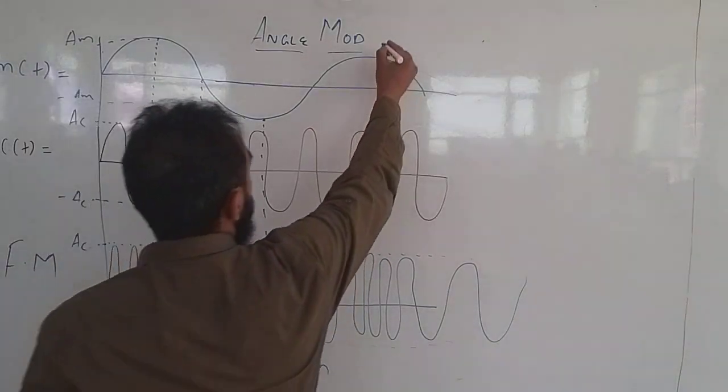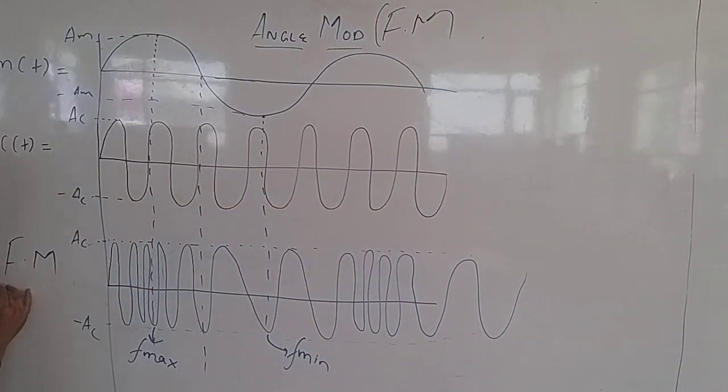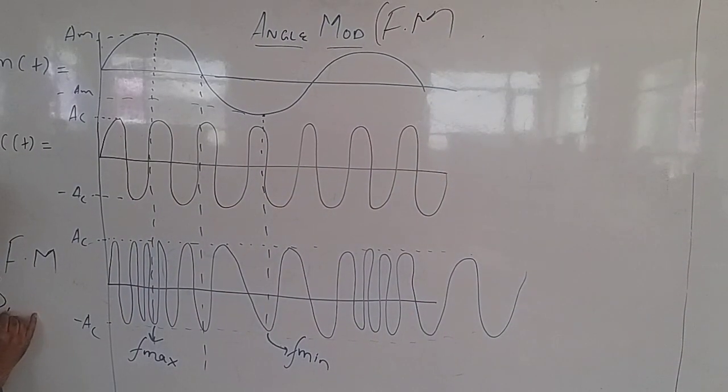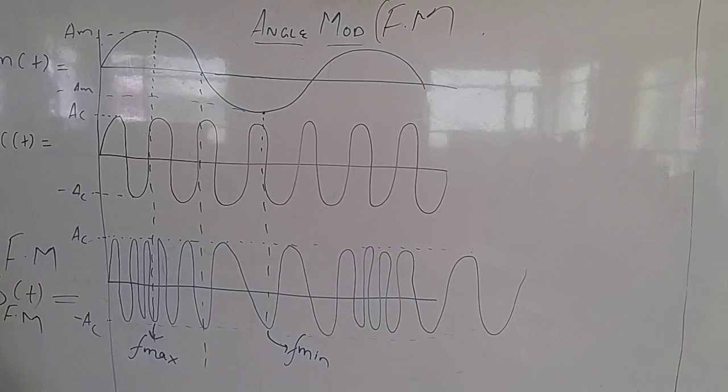Angle modulation में हम देख रहे हैं ये FM. This is a FM signal and we denote it as S of FM of t. Okay, this is your FM signal.